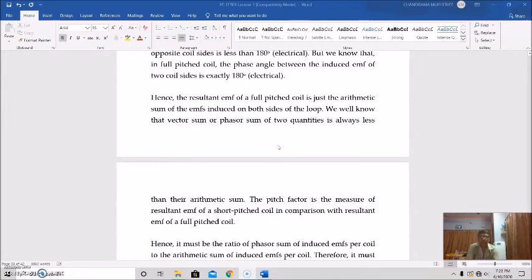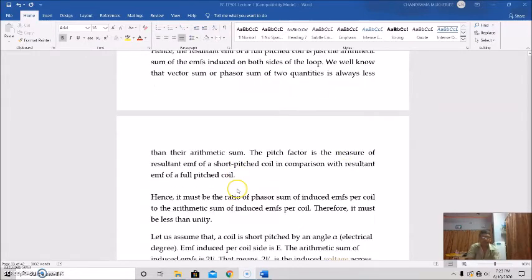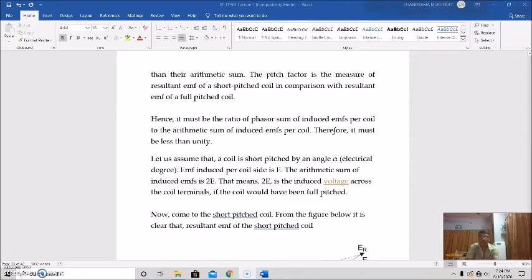So the resultant EMF of a full pitch coil is just the arithmetic sum of the EMFs induced on both sides of the loop. We know the vector or phasor sum of two quantities is always less than their arithmetic sum. Therefore, the pitch factor is the measure of the resultant EMF of a short pitch coil in comparison with the resultant EMF of a full pitch coil. So it must be the ratio of the phasor sum of induced EMFs per coil to the arithmetic sum of the induced EMFs per coil. Therefore, it must be less than unity because the numerator is less than the denominator.